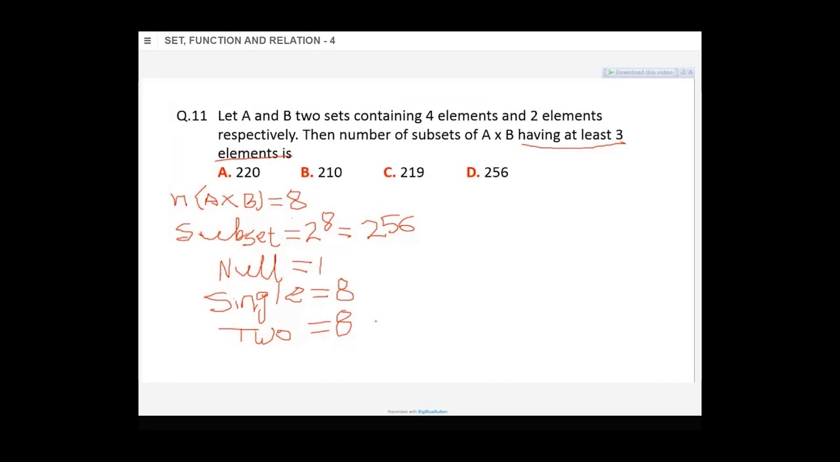देखो क्या किया है. n of A is equal to 4, n of B is equal to 2. So n of A cross B is equal to 8. Total subsets of A cross B is 2 raised to 8, 256, minus no element subset, that is null, 1 set, minus single element subsets 8, minus 2 element subsets 8C2, which is 28. So finally 256 minus 1 minus 8 minus 28, and that gives you 219. Take a screenshot if you want.